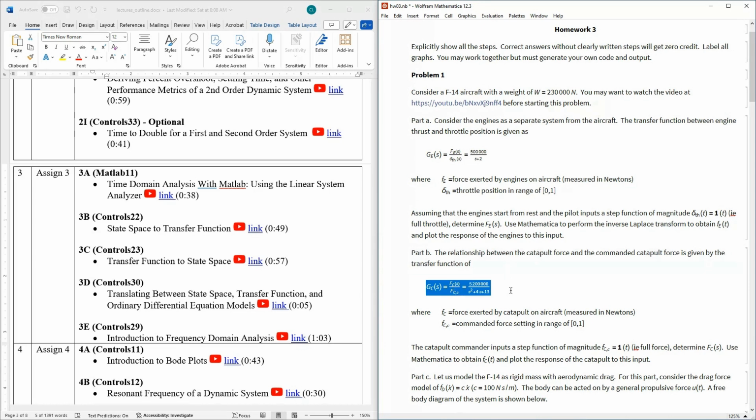Let's assume the catapult force looks like this, right? So again, this is the actual catapult force to the commanded force setting. So again, same thing, just get a feel for what this catapult force looks like.